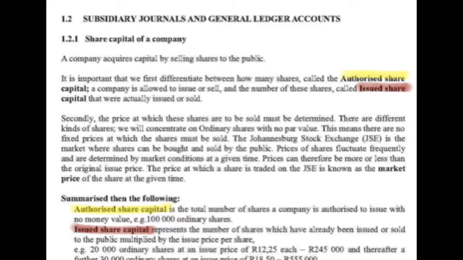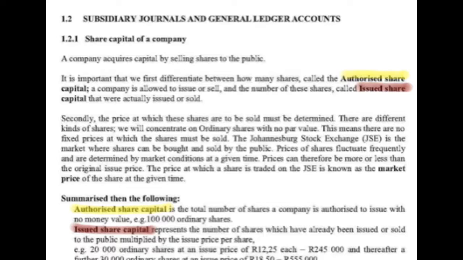Share capital of a company. A company acquires capital by selling shares to the public. So when a company is registered as a public company, they are registered with something that we call authorized share capital. That is the amount of capital or the amount of shares that a company has available to convert into capital later on.